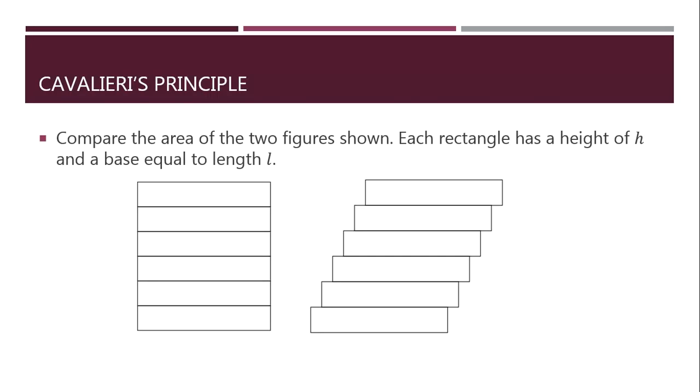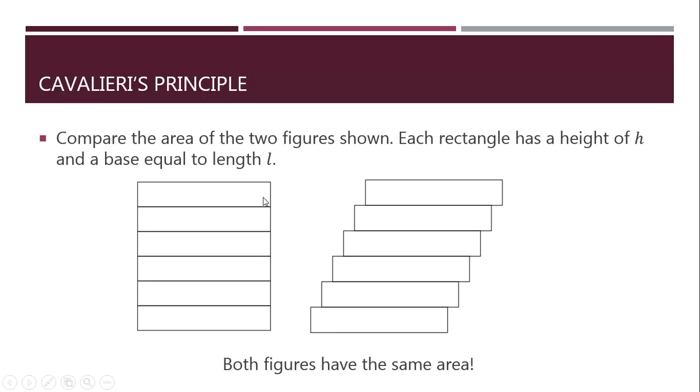So the idea here is that we're going to compare the area of these two figures shown. And you'll notice that each rectangle has a height of h and a base length equal to L. And so I've got 1, 2, 3, 4, 5, 6 of these rectangles. But this one also has 1, 2, 3, 4, 5, 6 of the exact same rectangles. So they actually do have the same area.